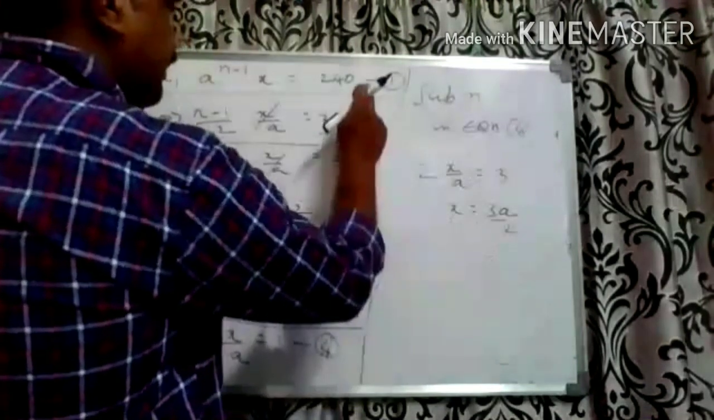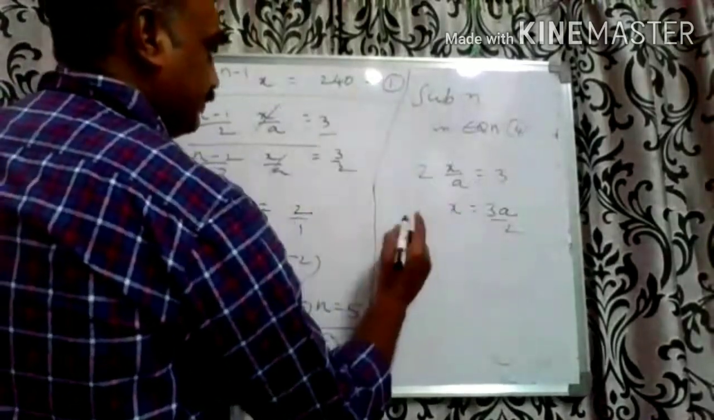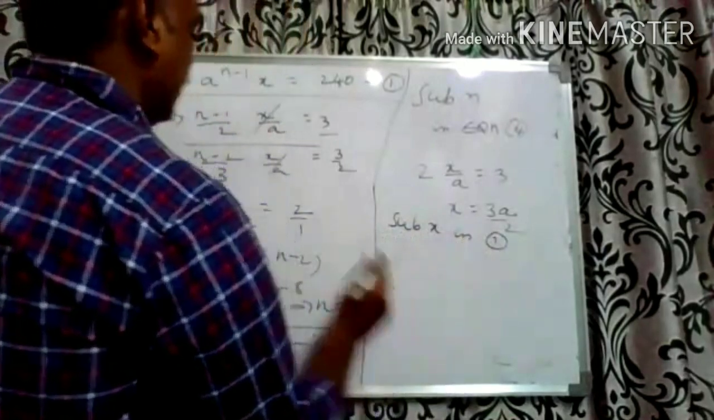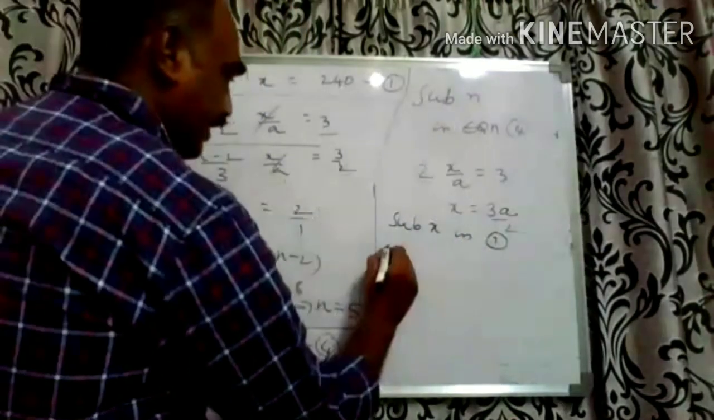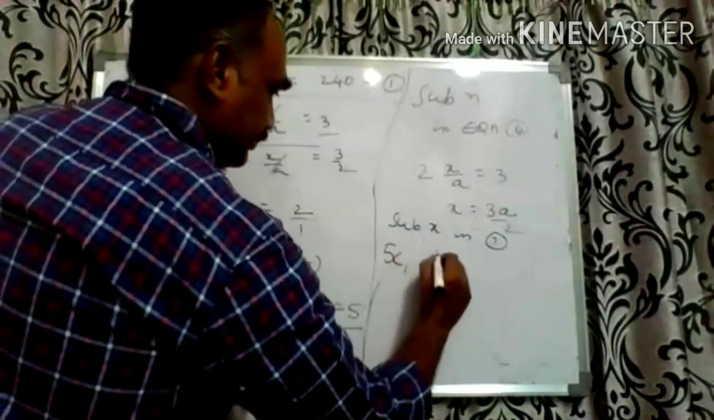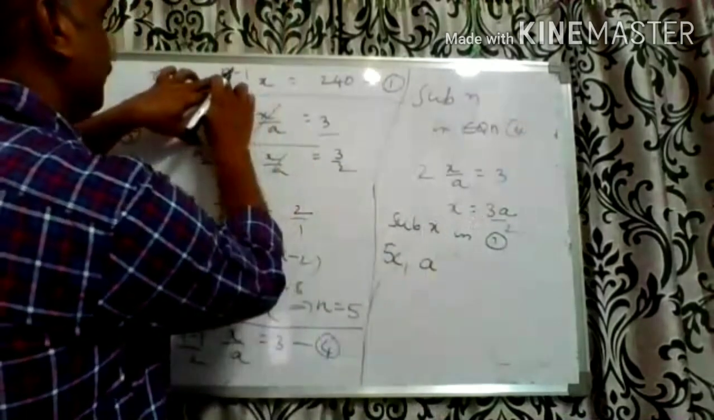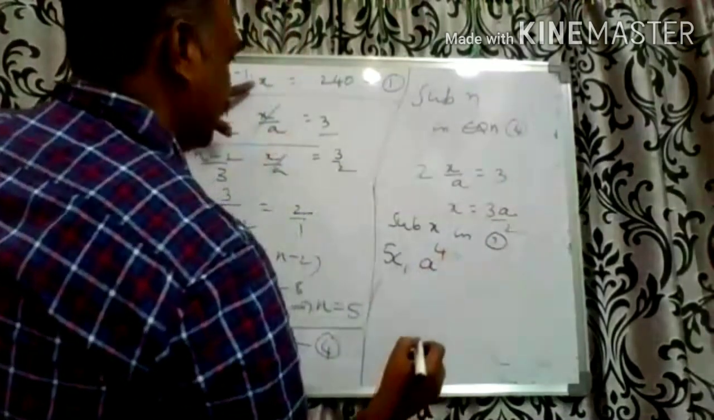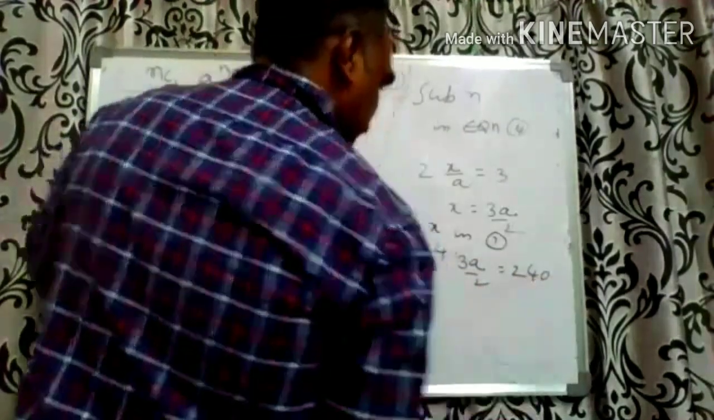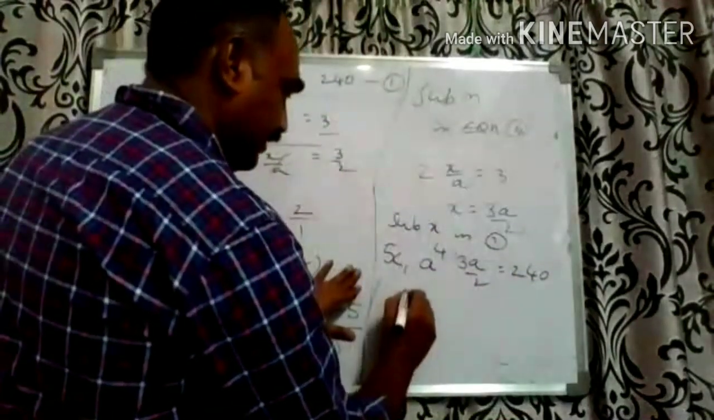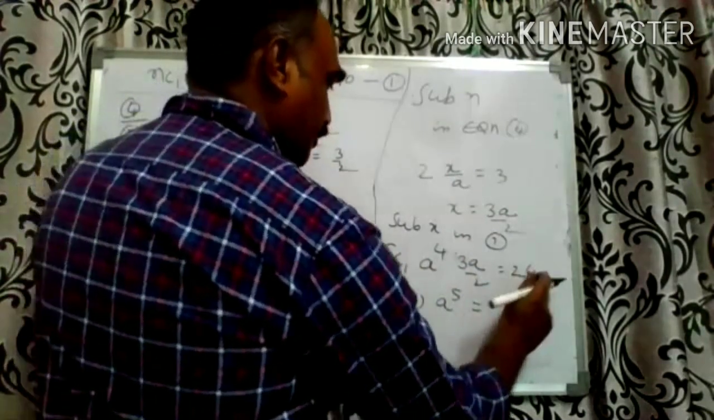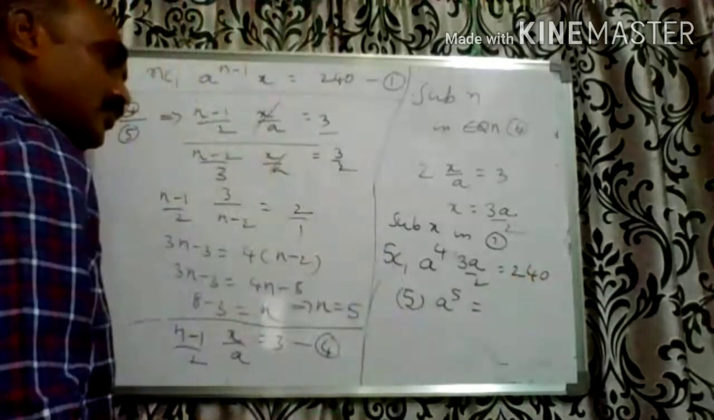Okay, substitute x in equation number 1. n is equal to 5: 5C1 into a power n minus 1, that is 5 minus 1, 4, a power 4 into x. x is equal to 3a by 2 is equal to 240. 5C1 is equal to 5. a power 4 into a, a power 5 is equal to 240 into 2, 480.